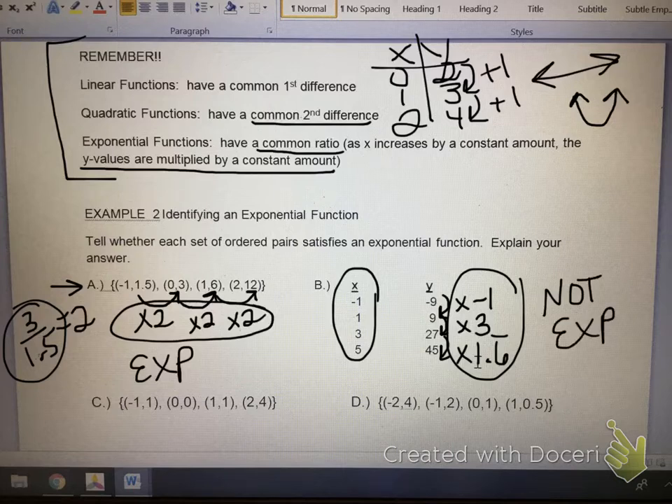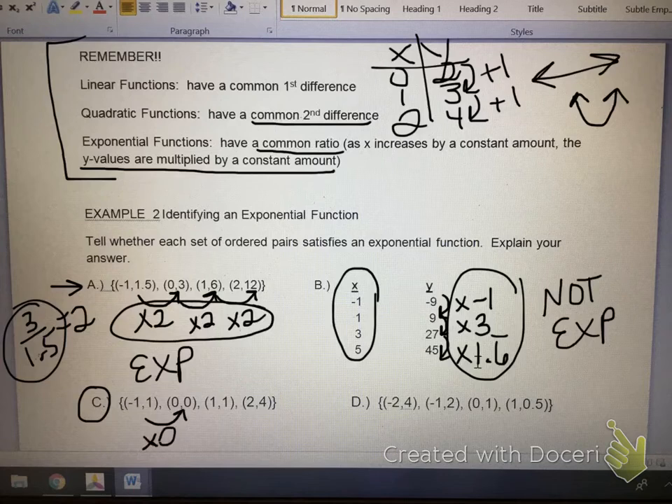That's your explanation. The way you explain it is you either tell that there is a common ratio or you explain that there is no common ratio. That's how you explain whether it is or is not exponential. So we go to letter C, and all the x's are different, so it's definitely a function. We're going up by 1 each time on the x's, so it's constantly going up.